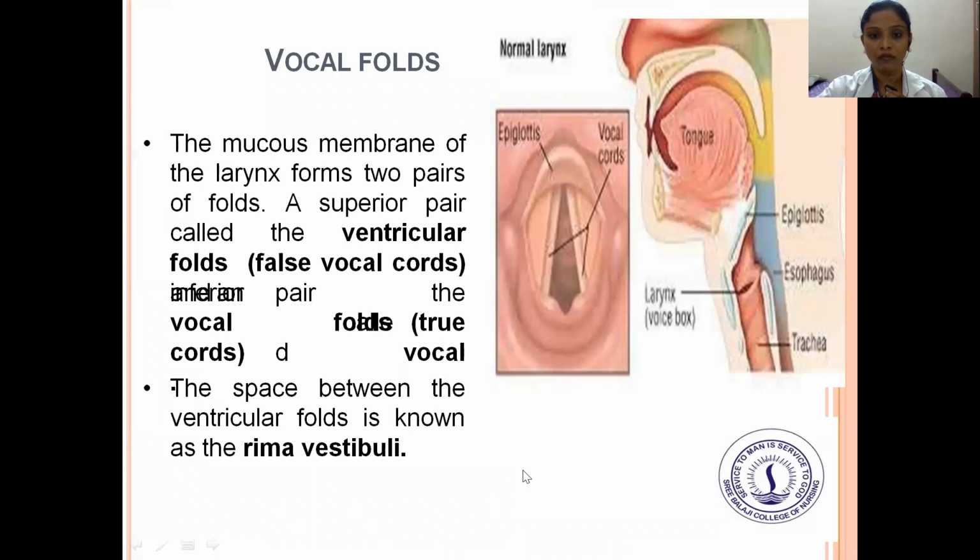Next are the vocal folds. The mucous membrane of the larynx forms 2 pairs of folds. A superior pair of folds is called the ventricular folds or the false vocal cords. The other pair is called the true pair, that is the vocal cords. The space between the ventricular folds is known as the rima vestibuli.